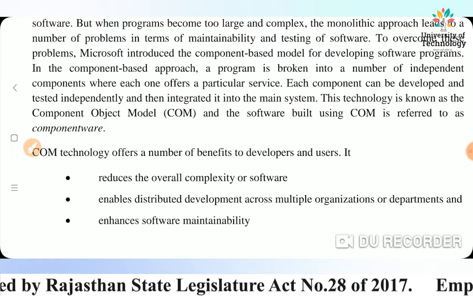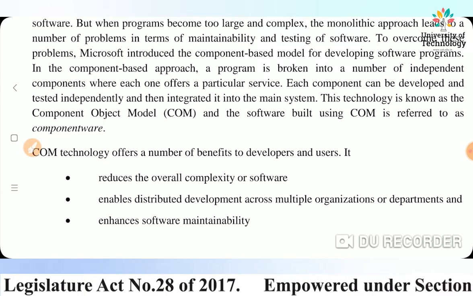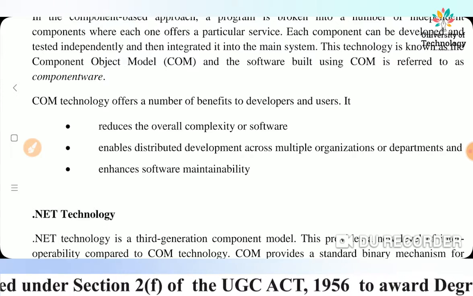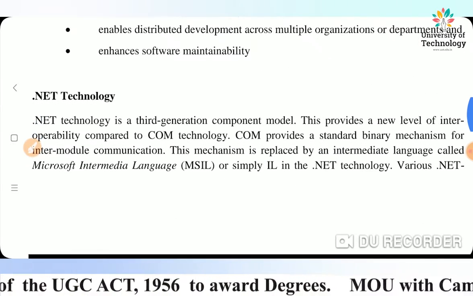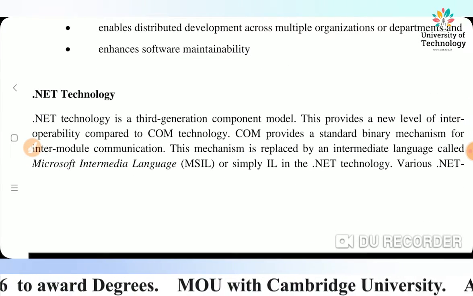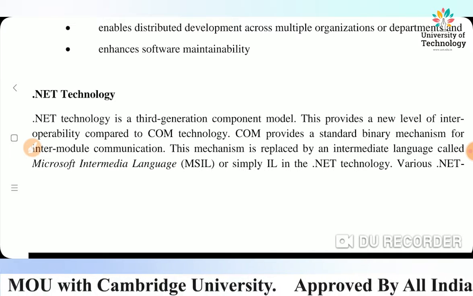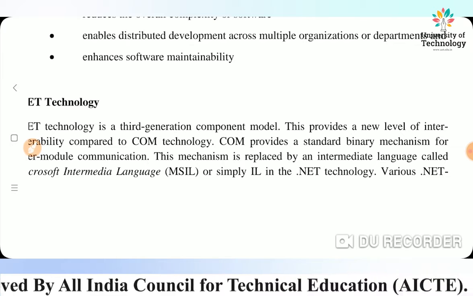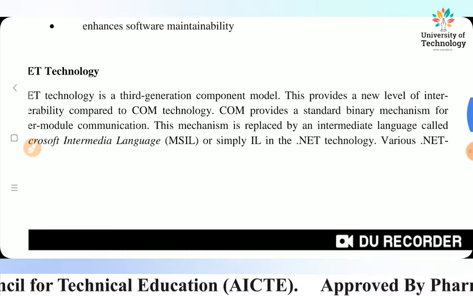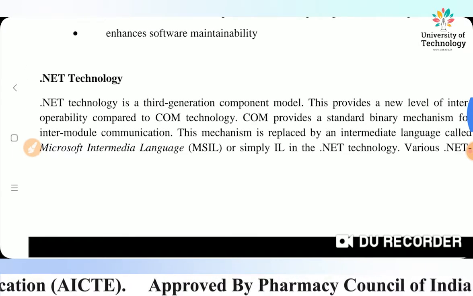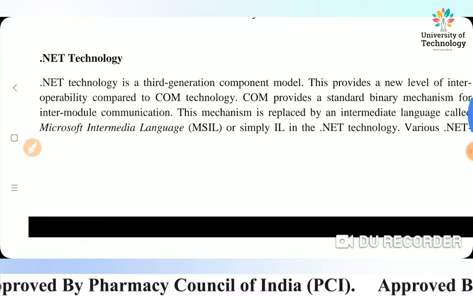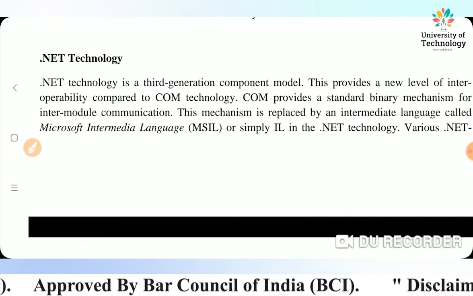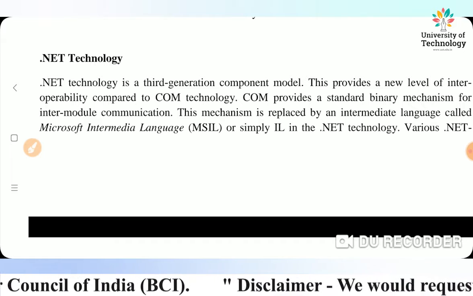So COM technology offers a number of benefits to developers and users. First, it reduces the overall complexity of software. Second, it enables distributed development across multiple organizations or departments, and it enhances software maintainability. Next, .NET technology. .NET technology is a third generation component model. This provides a new level of interoperability compared to COM technology.